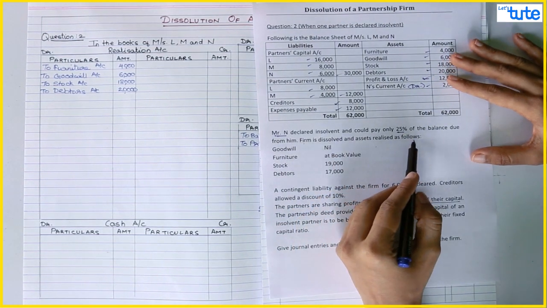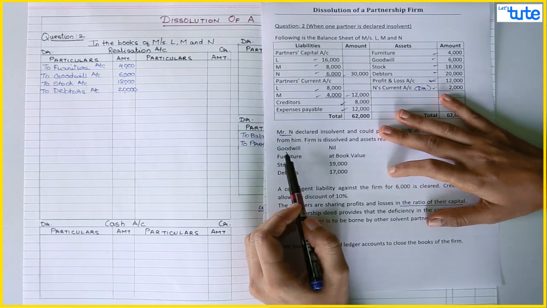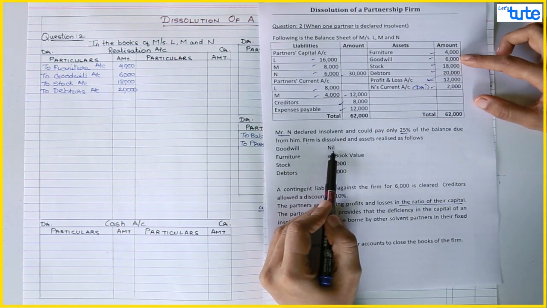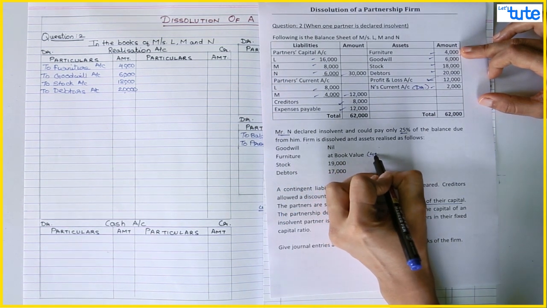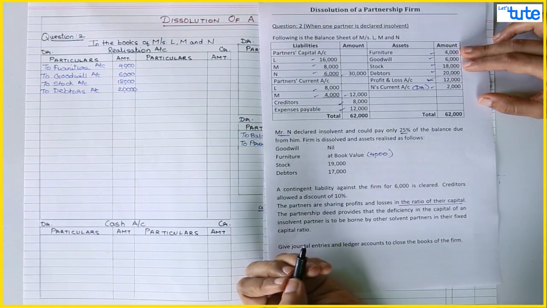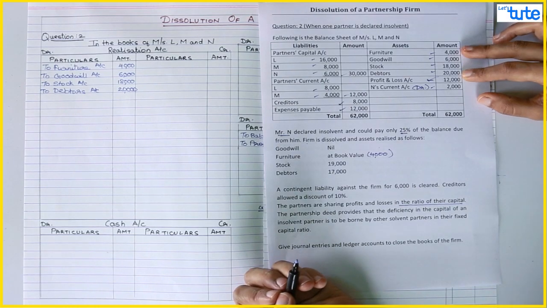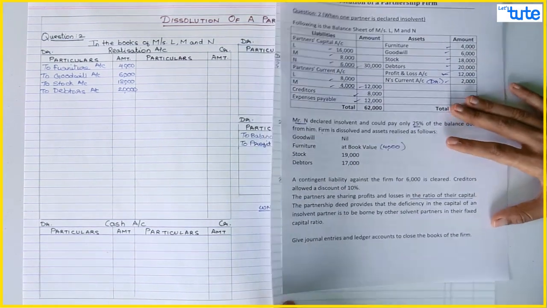Firm is dissolved and assets realized as follows. So we'll start with this adjustment. Our goodwill could not realize anything. Furniture realized book value, that is 4,000 itself. Stock realized 19,000 and debtors realized 17,000. So we'll pass the entry for this first.